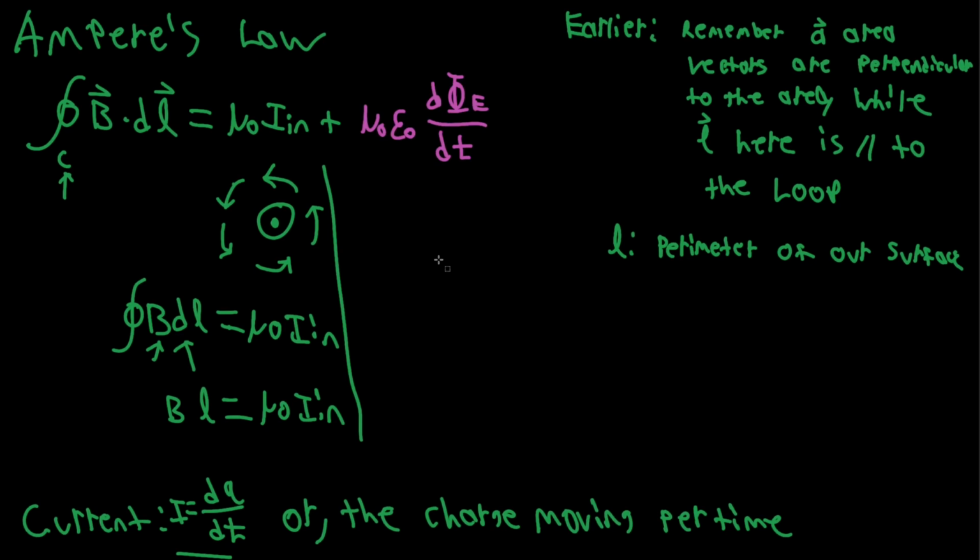That's not all of Ampere's law. There's this extra bit here that Maxwell found that is actually extremely profound, and that is that a changing electric field also creates a magnetic field. We'll see in the very next thing with Faraday's law that the reverse is also true.